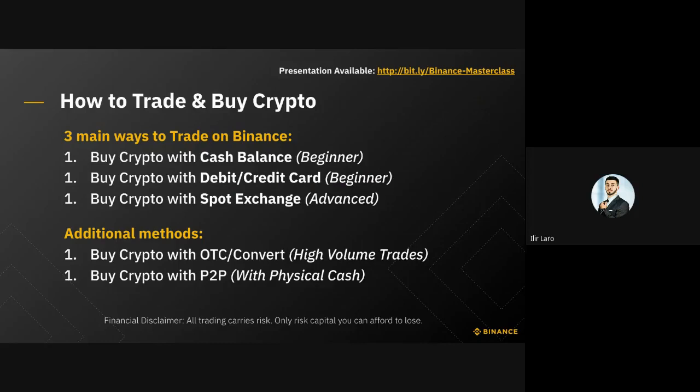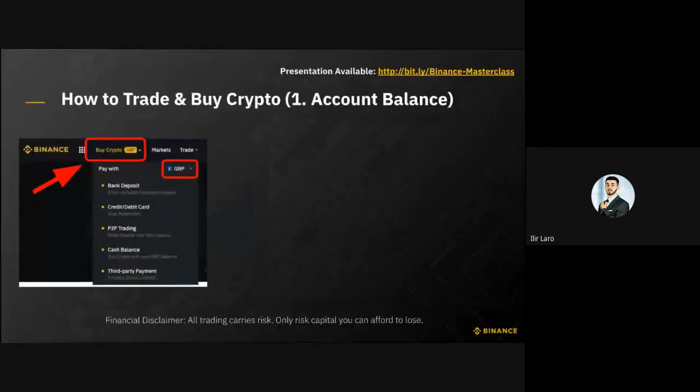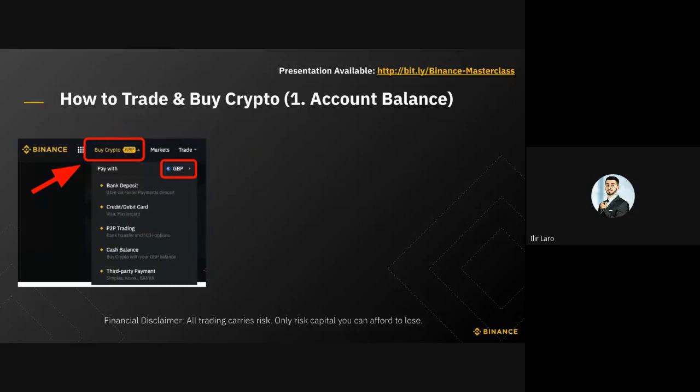So I've broken these down into levels of usage. The first two, buy crypto with cash balance and debit credit card, are mainly aimed at beginners. So people that have no experience of trading, that have no experience with crypto, but they just want to buy and sell. Those top two are the best methods to do that. If you're somewhat sophisticated and you're a more advanced trader, then you would be familiar with our spot exchange. I will touch on this later on, but I think the purpose of this presentation is just to get users familiar with the main ways. I'm not going to touch on OTC and P2P for this masterclass, but I will probably dedicate another masterclass for those two individually.